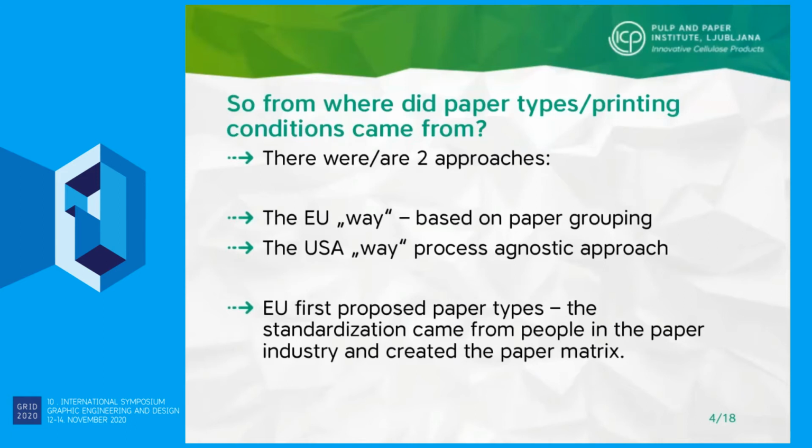This was also a very good question for me, and I had to dig a little bit, because there are two ways of building a standard based on paper as a substrate. There is the EU way, which is based on paper grouping, and the USA way, which is a process-agnostic approach. They are concerned with whether it is, for example, magazine printing, or high-class printing, while the EU approach is more focused on the types of papers which are used. So the EU spearheaded the standardization.